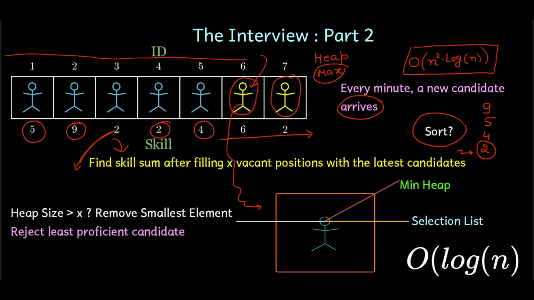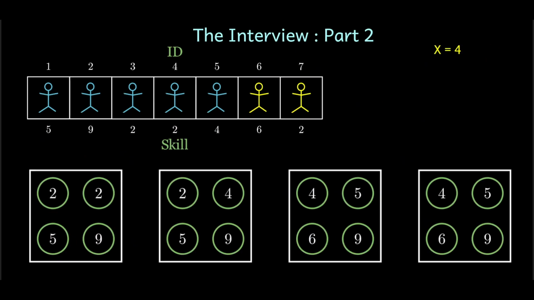There is no criterion that it should be greater than 9, and that is why we need to always quickly compute the candidate with the smallest skill level that you have selected, because then we can reject the least proficient candidate and replace it with a better candidate that we just got. And since a min heap works in log n, every arrival can be processed in O of log n. Now let's look at an example for this. Suppose this is the initial pool.